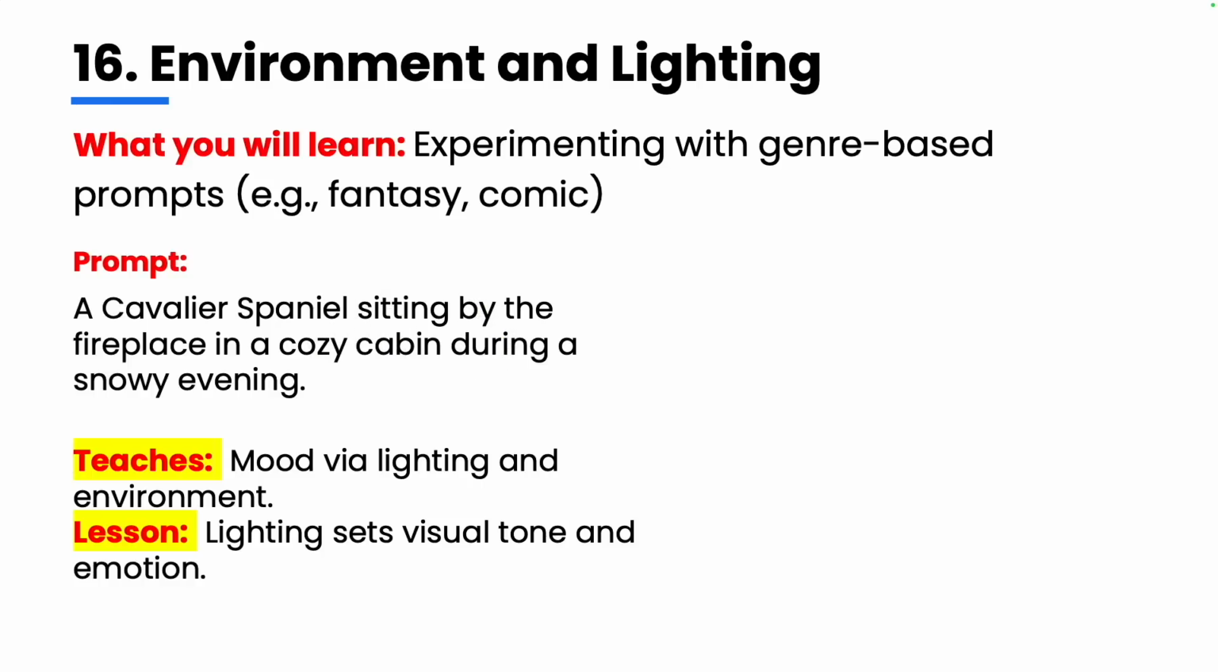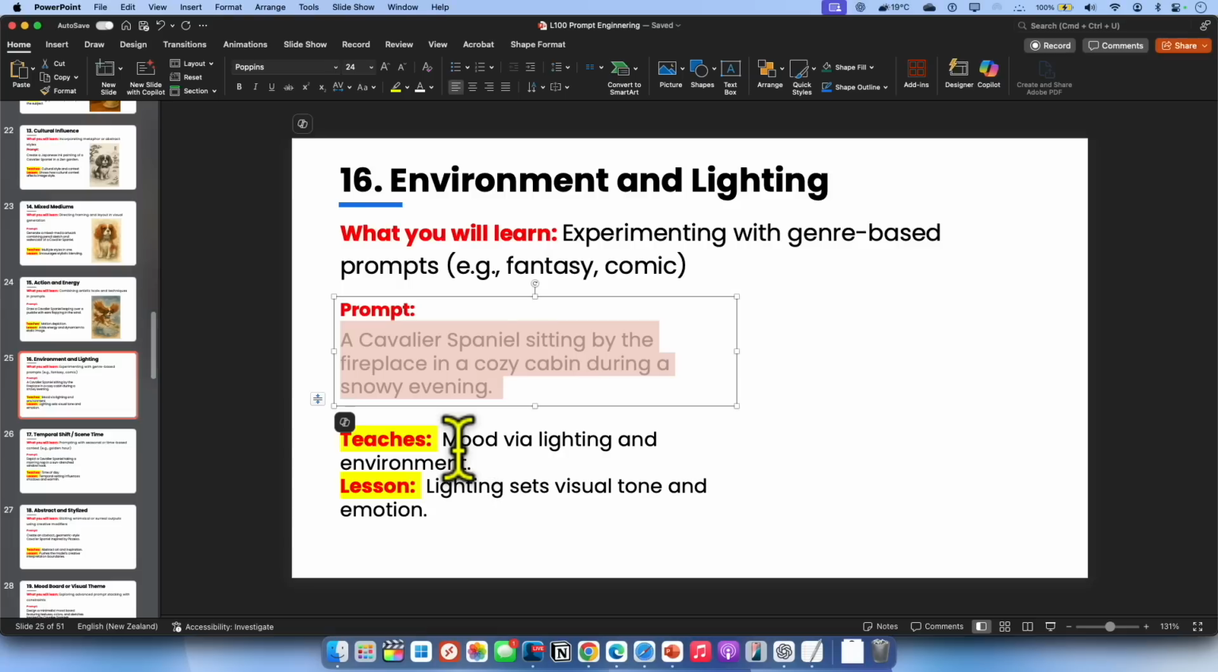Even though I didn't specify that, I should be specifying it if I'm really looking to see that in the output. During a snowy evening, I'm definitely expecting some sort of element to show that it's a snowy evening. It could be a window, or some shape or form to address that it's a snowy evening. So what we are learning here is the mood via lighting and environment, and lighting sets visual tone and emotions. Let's see the output.